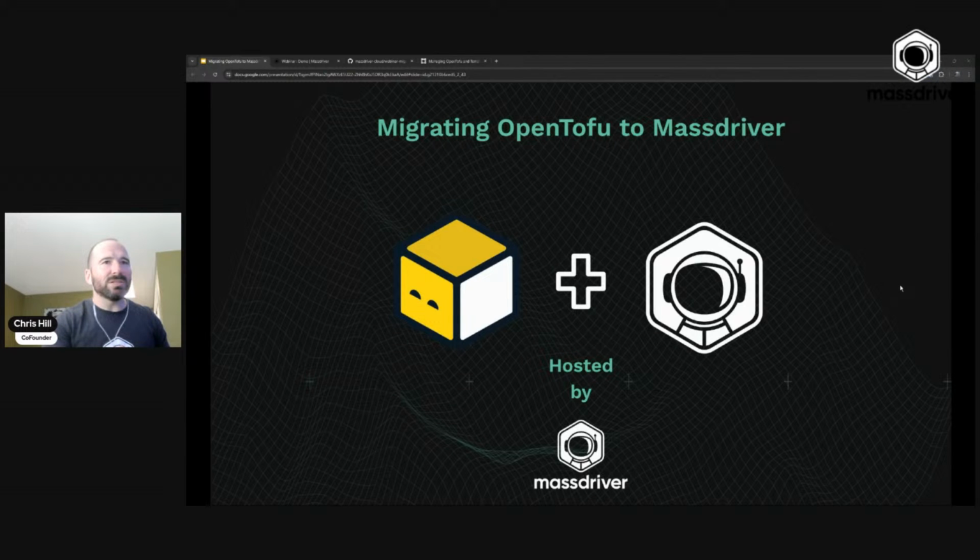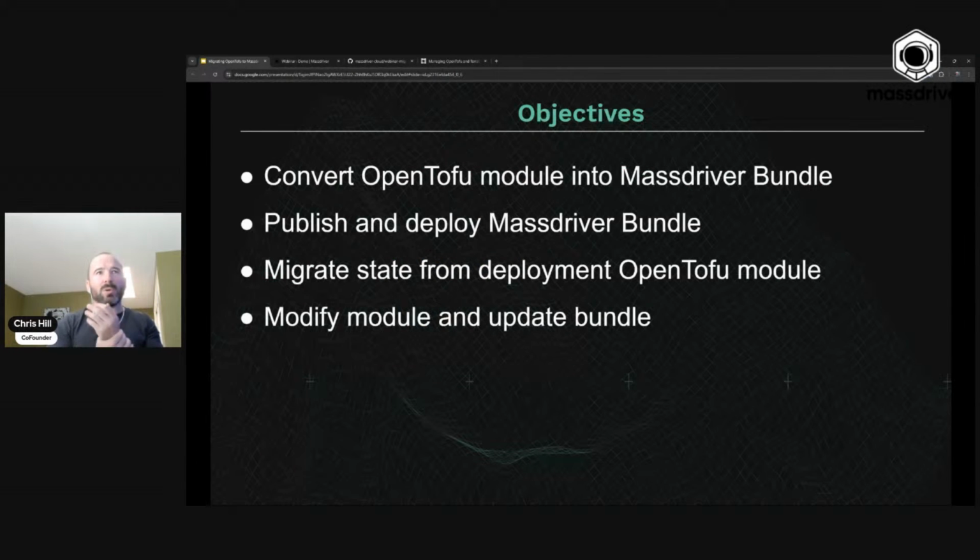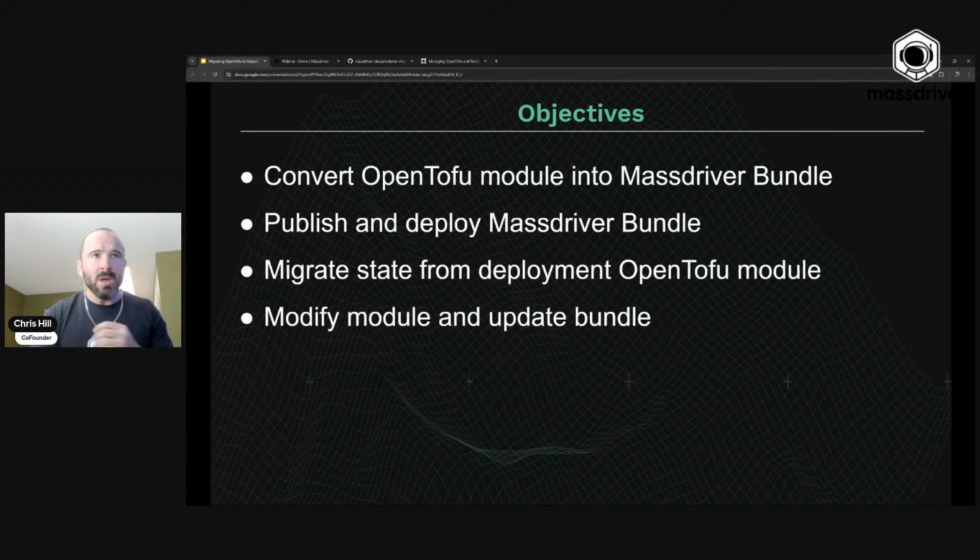Okay, let's get started. Let's talk about some of the things we're going to go over today. First, we're going to take a very basic OpenTofu module and convert it into a Massdriver bundle. Then we're going to publish that bundle into Massdriver and deploy it, so you can see what it looks like to deploy and manage IaC from within the Massdriver platform.